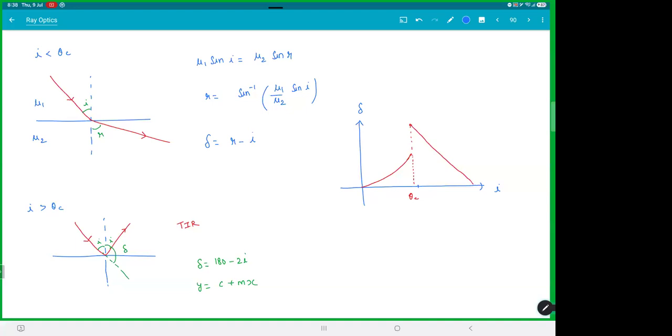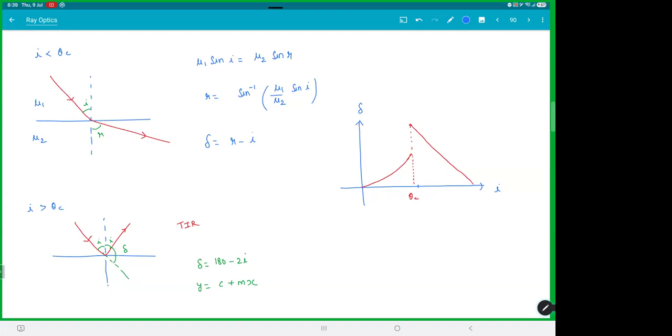All clear with this? That's your delta versus I graph. The main idea is to figure out that there will be a discontinuity in the middle. There will be a TIR, so you have to include all that. That's what makes this question good. But it is a standard result, you should definitely know this.